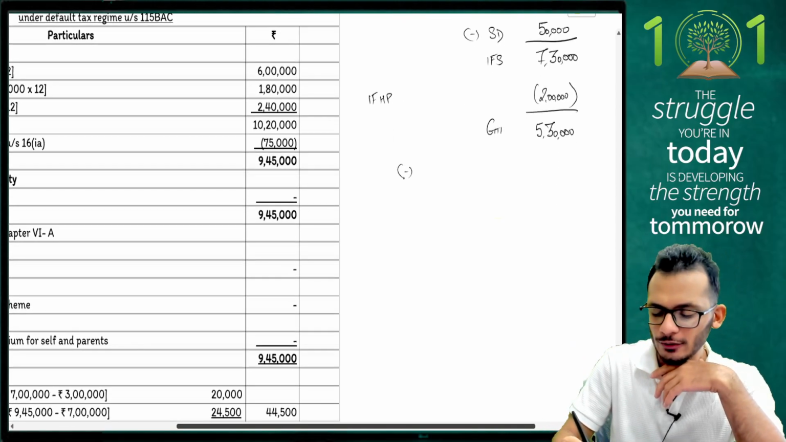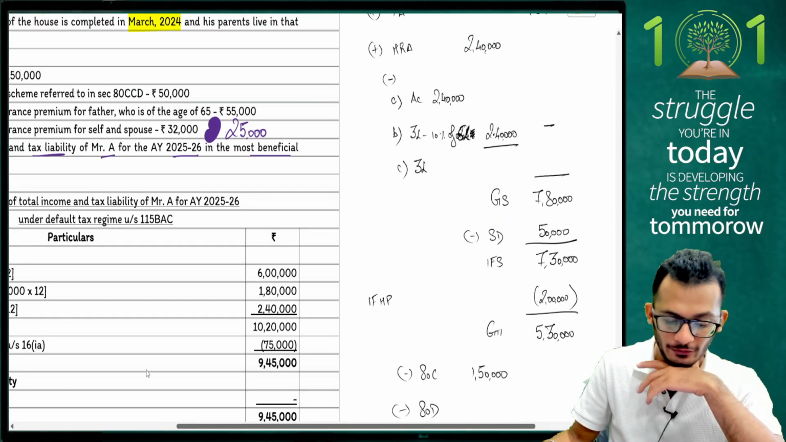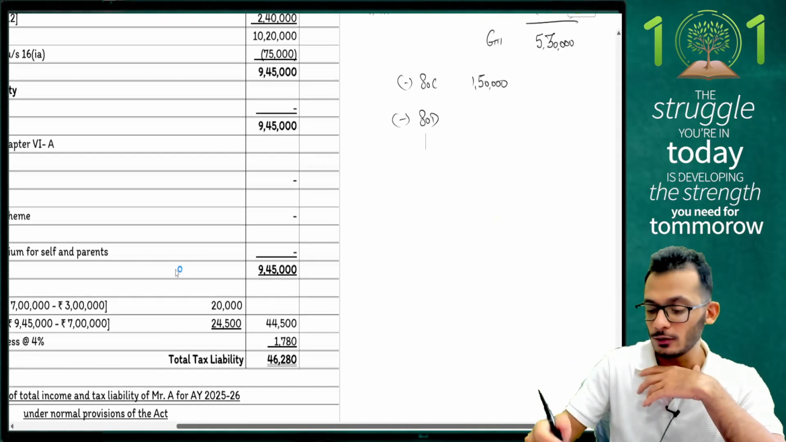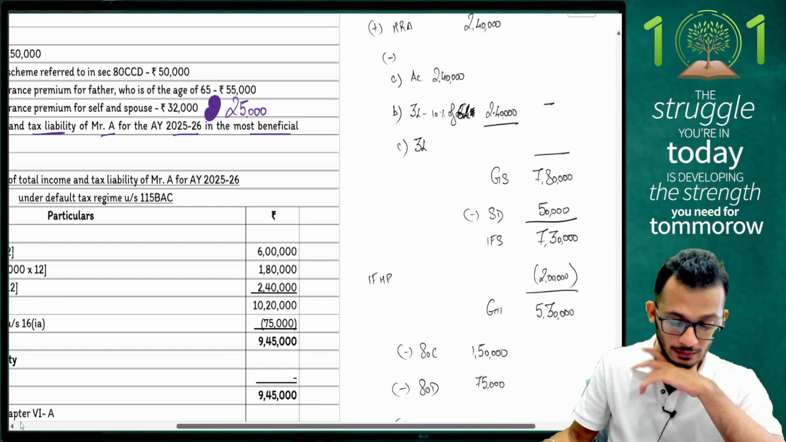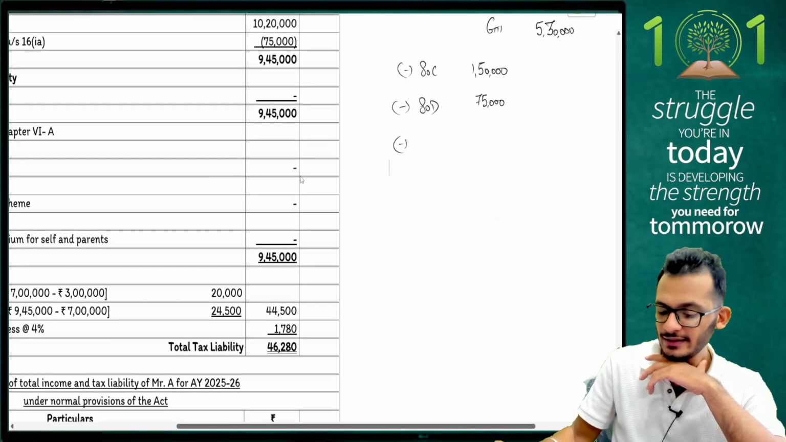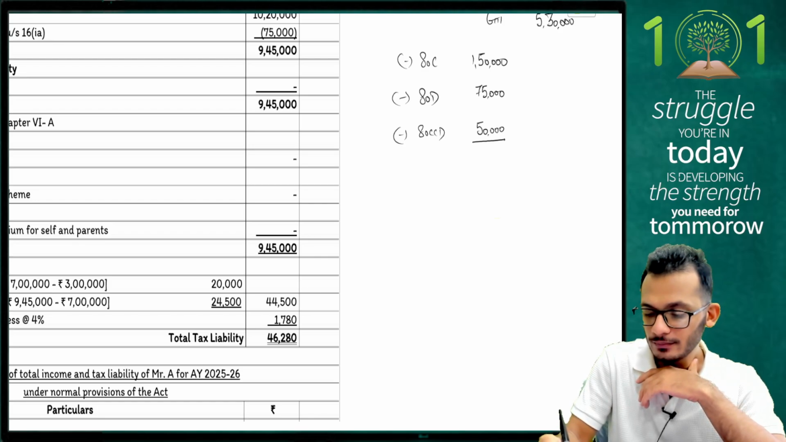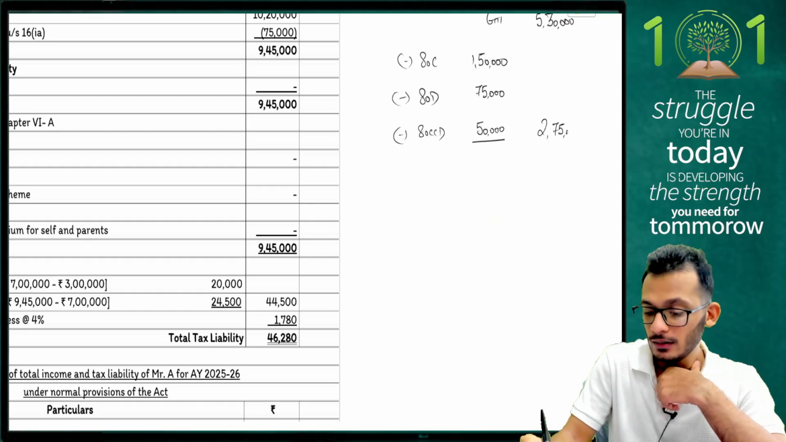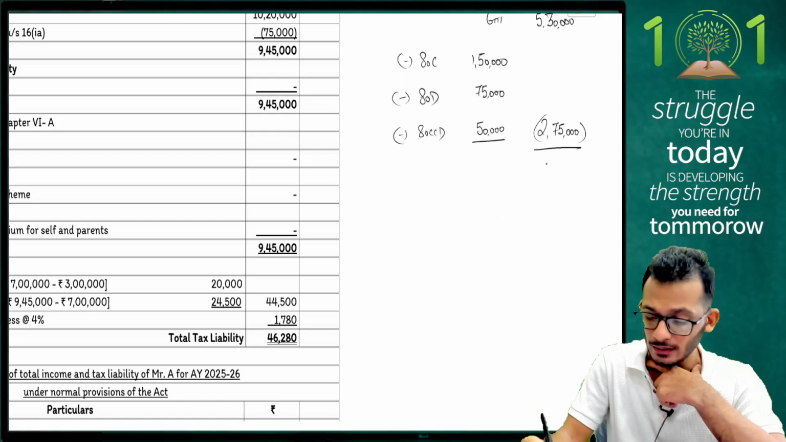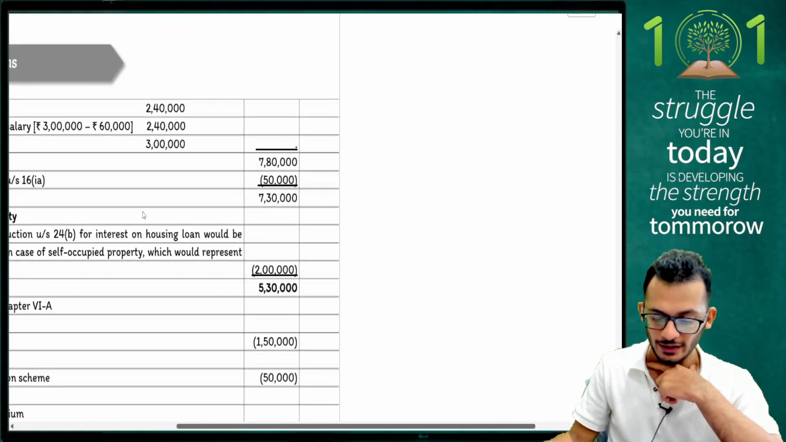In this GTI, I will reduce 80C, 1,50,000. 80D: I had 50 for my father and 25 for myself, total 75,000. Do I have anything else? 80CCD is there. I have self contribution of 80CCD for 50,000 rupees. Totaling the numbers, 2 lakh 75. Taxable income is 2,55,000.